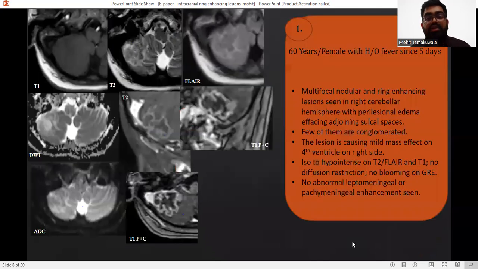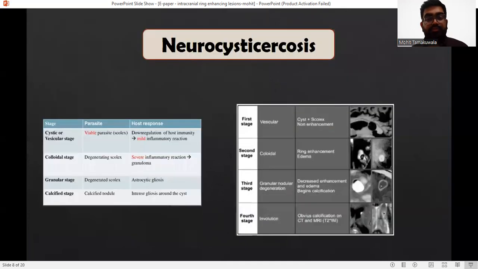Tuberculoma. A 60-year-old female with history of fever, multifocal nodular and ring-enhancing lesions seen in the right cerebellar hemisphere with perilesional edema, abutting adjoining sulcal spaces, few of them conglomerated. The lesion is causing mild mass effect on the fourth ventricle on the right side, iso to hypointense on T2, FLAIR and T1. No diffusion restriction, no blooming on GRE, no abnormal leptomeningeal or pachymeningeal enhancement seen.